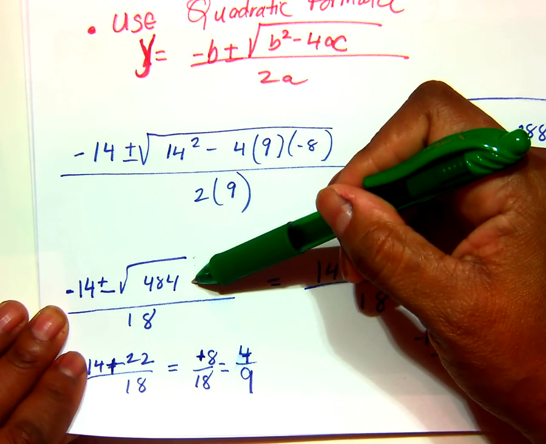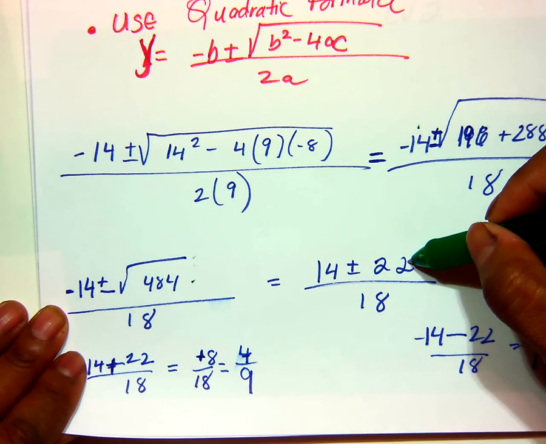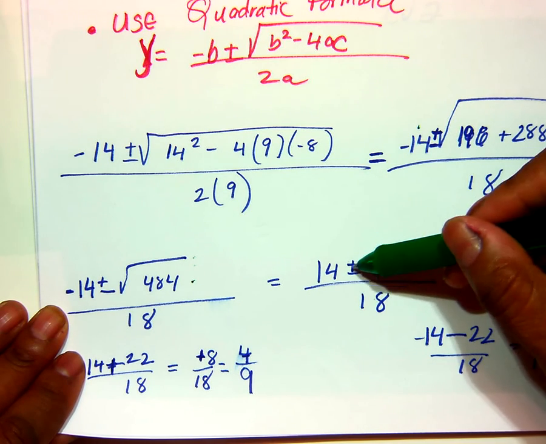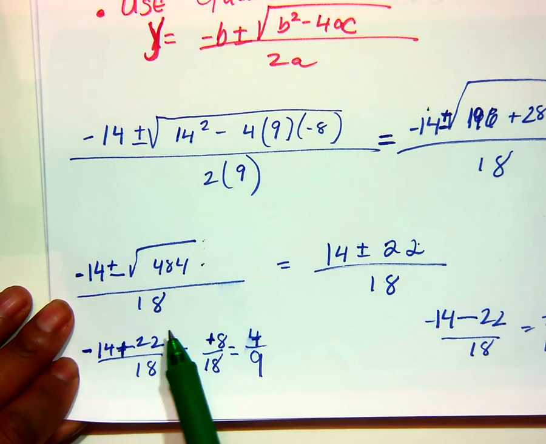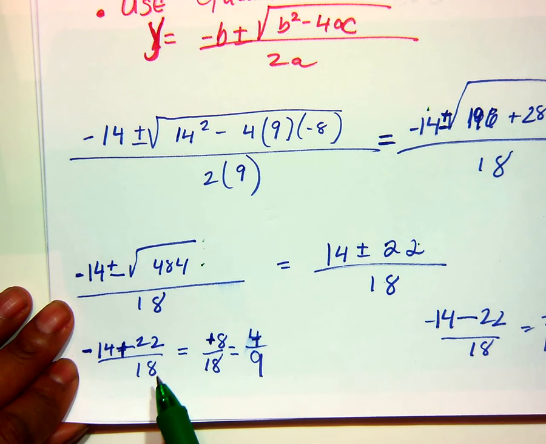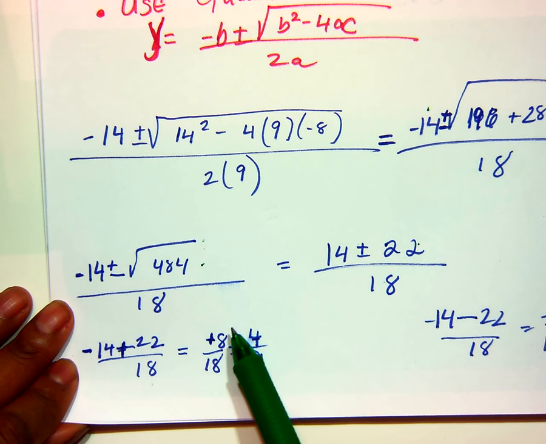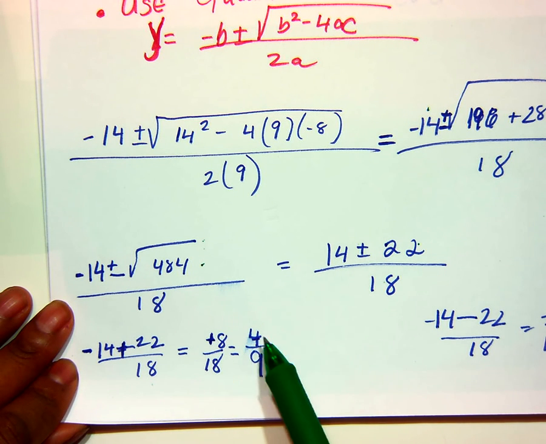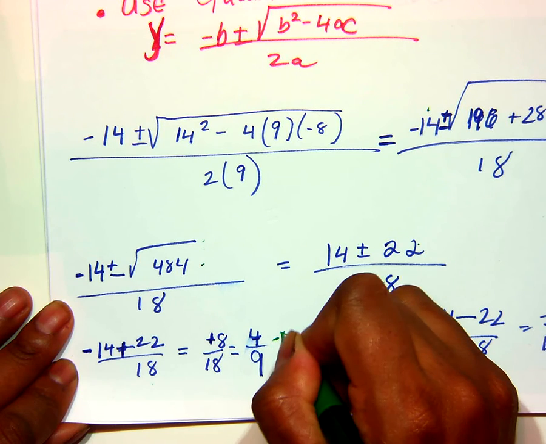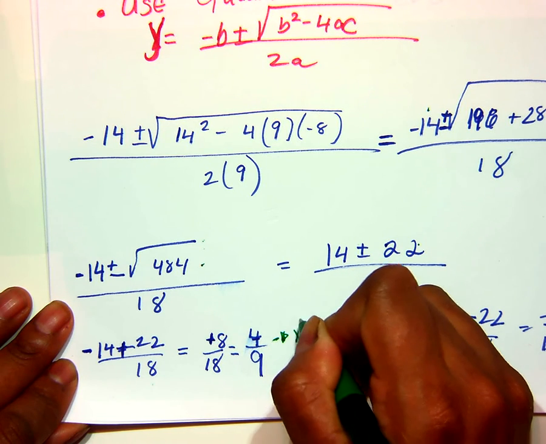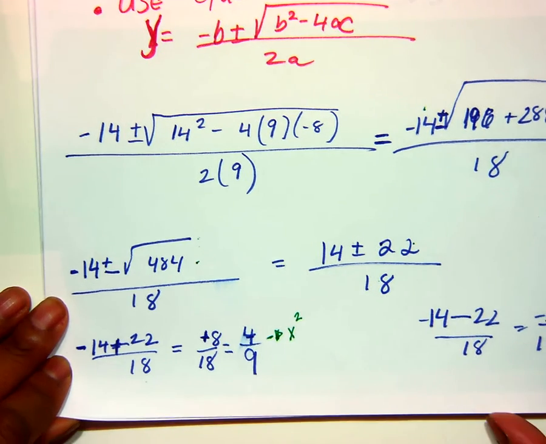But the square root of 484 is 22. Once again, you have a positive and a negative. So for the positive part, you have negative 14 plus 22 divided by 18. That gives you 8 over 18 simplified to 4 over 9. Remember, this is dealing with x squared because that's what y was.